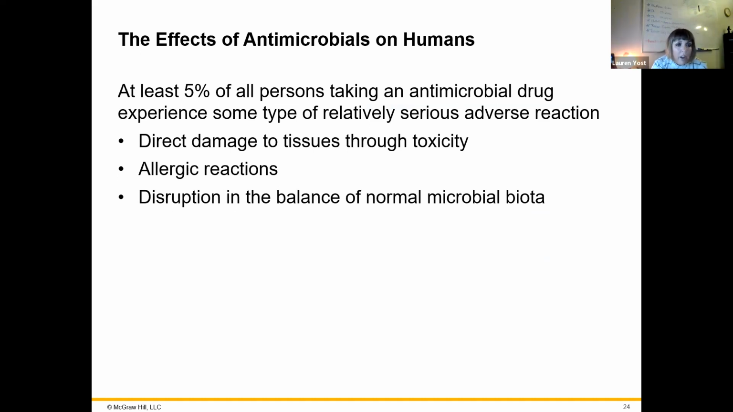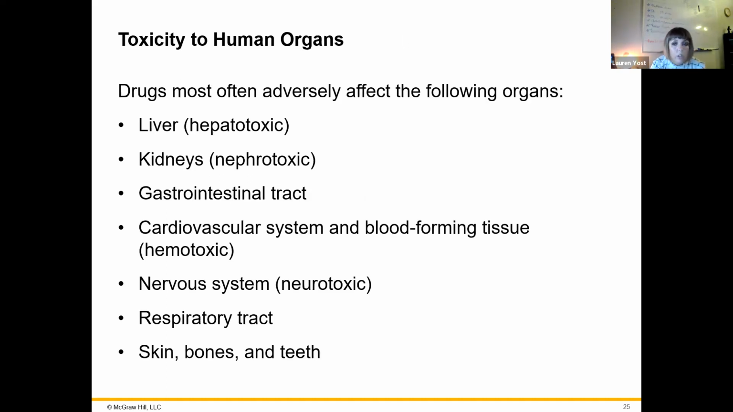All right, at least 5% of all persons taking an antimicrobial drug experience some type of serious adverse reaction. This could be direct damage to tissues through toxicity. This includes, like, tetracycline causes a gray line on your teeth if you keep taking it. This could be development of allergic reactions, or it could be disruption in the balance of your normal microbiota causing you issues as a result. That's usually the case with development of pseudomembranous colitis. So C. diff infection can develop as a result of taking antibiotics to treat other microorganisms.